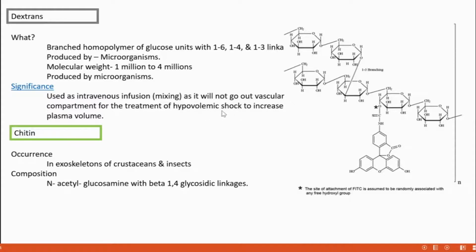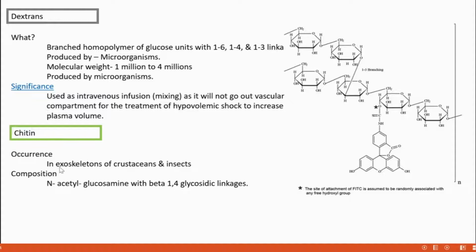When the plasma volume is reduced below a certain limit, the heart cannot pump enough blood to different organs or different parts of the body, and that may lead to the death of the patient. In such conditions, doctors administer this dextran intravenously to increase the blood volume, the plasma volume. That is the significance.